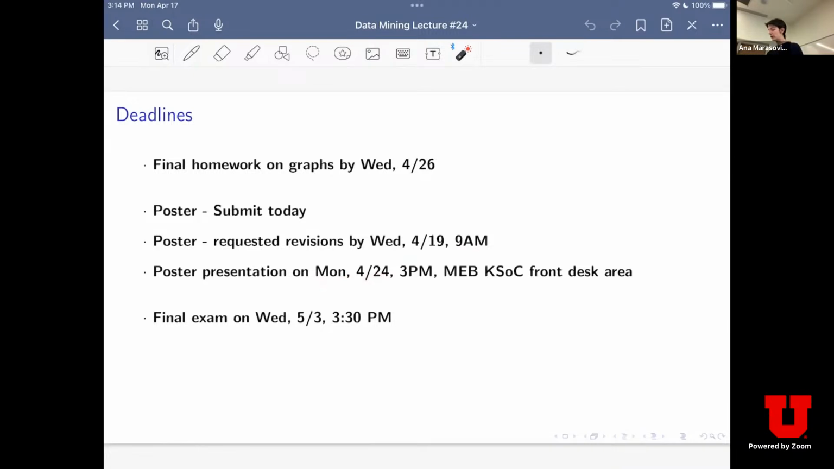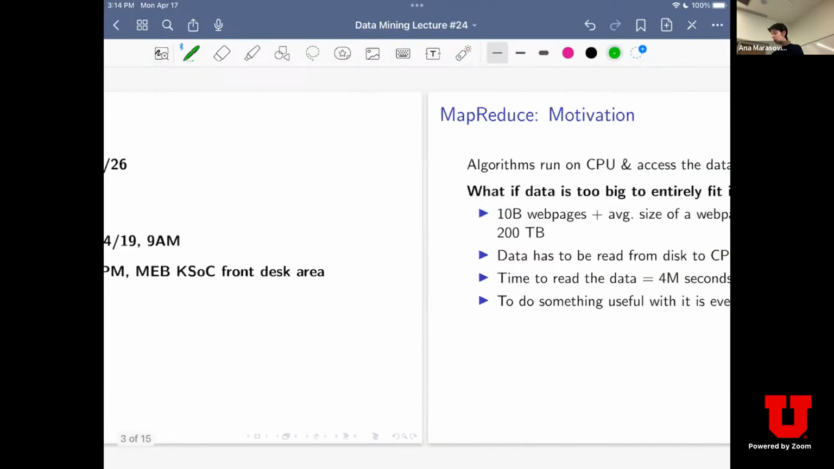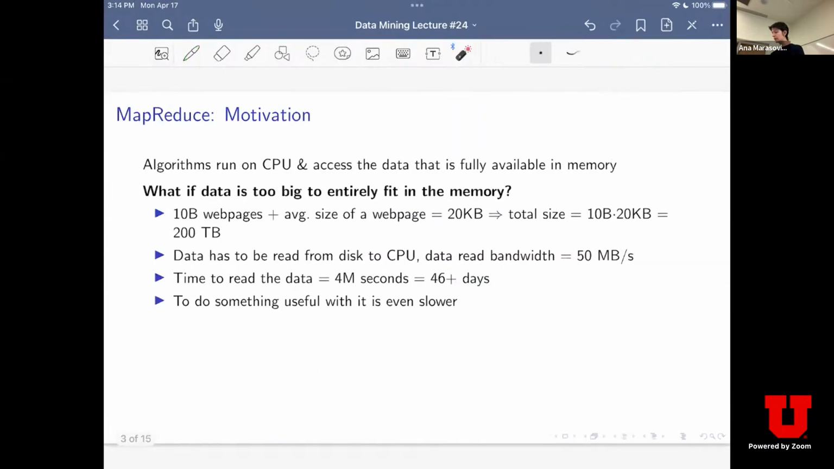I will talk more about the logistics of that next time, and I'm just repeating that our final exam is on Wednesday, May 3rd at 3:30, so 30 minutes later than our usual start. Okay, so as I said, today we are going to talk about MapReduce. But I should have stopped before I went to the next slide. Any questions about the deadlines?